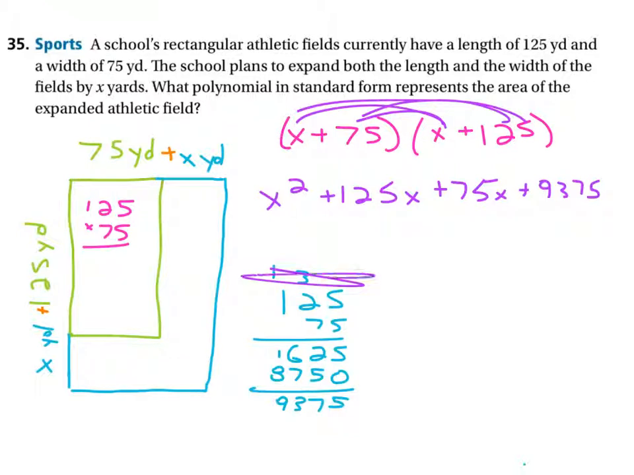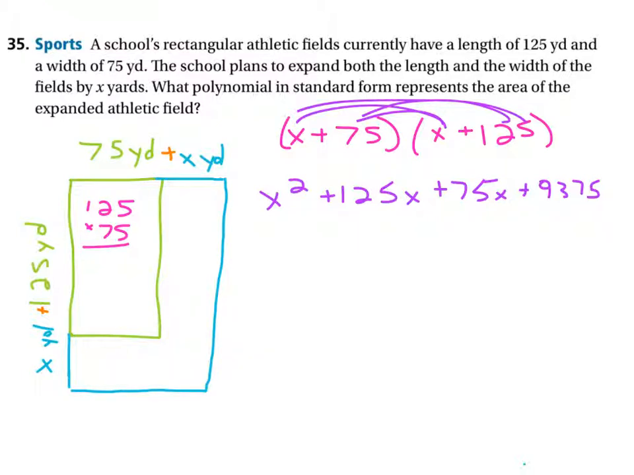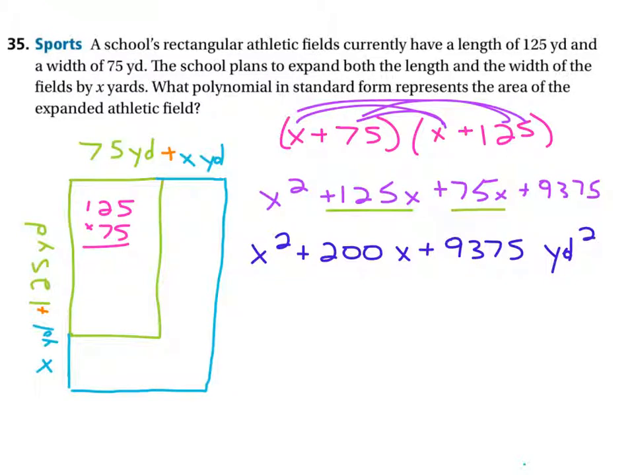Okay? And if we combine like terms, what did we get as a result? x squared plus these two terms here are x terms, and we can combine them. 125 plus 75 is 200x, plus 9,375. And all of that is, well, what are the units? Yards. So when you do yards times yards, you get square yards. That is our answer.